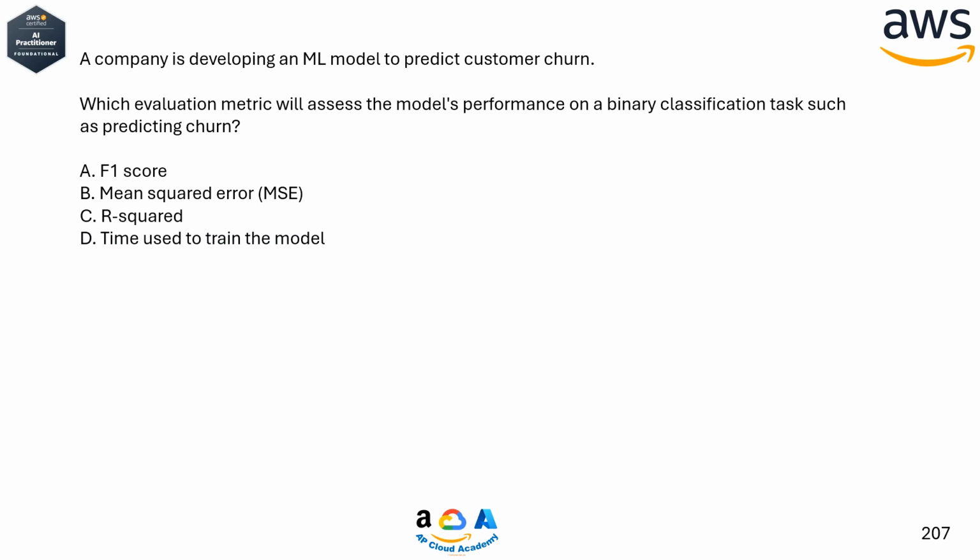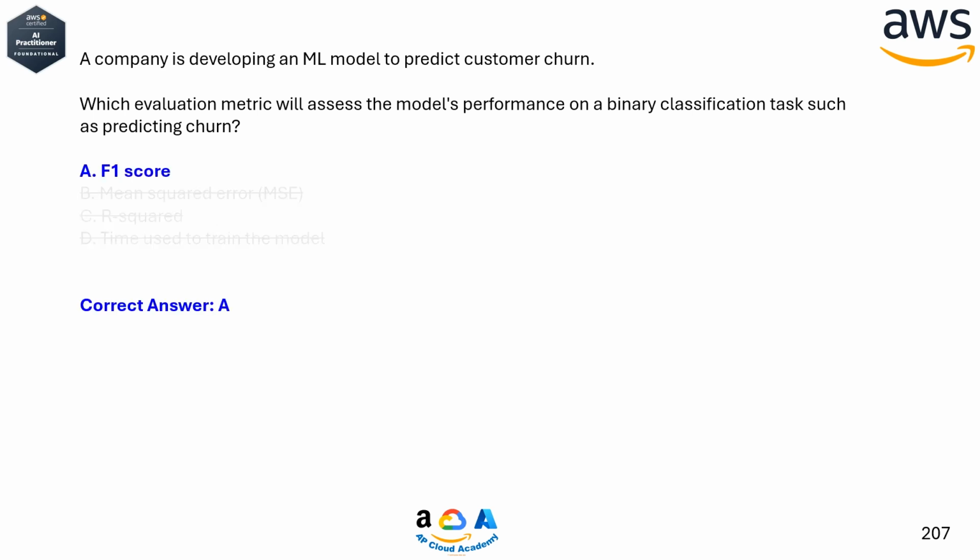A company is developing an ML model to predict customer churn. Which evaluation metric will assess the model's performance on a binary classification task such as predicting churn? A. F1 score. B. Mean squared error, MSE. C. R squared. D. Time used to train the model. Correct answer, A. F1 score.